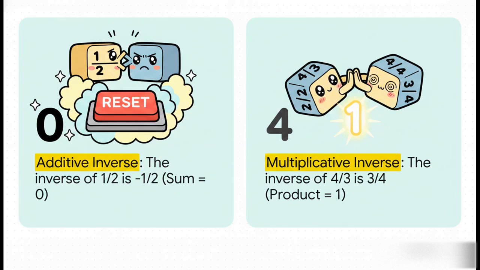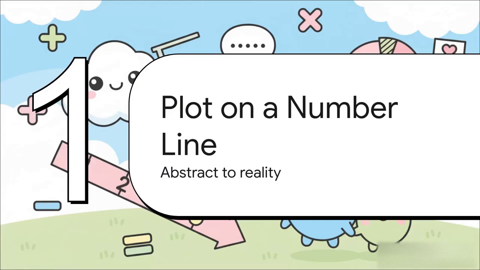But what if you want to hit the reset button and perfectly cancel a number out? Well, that's when you use its inverse. For addition, the additive inverse just means flipping the sign of the number so they add up to 0. Like the inverse of positive 1/2 is negative 1/2. Simple. Now for the multiplicative inverse, you take the fraction and completely flip it upside down. The inverse of 4 over 3 becomes 3 over 4. Multiply those two together, and they perfectly cancel out, leaving you with exactly 1. Let's see this in action.